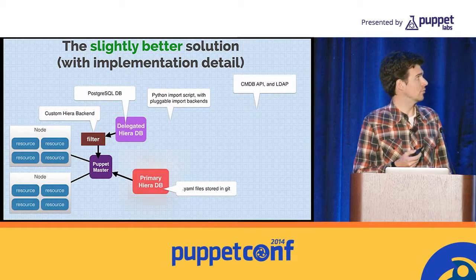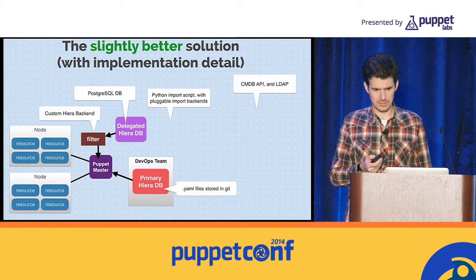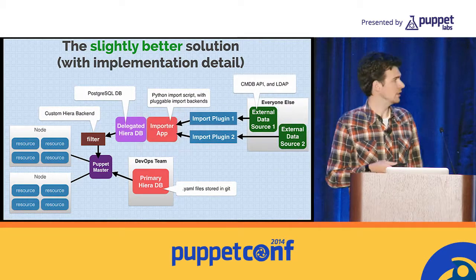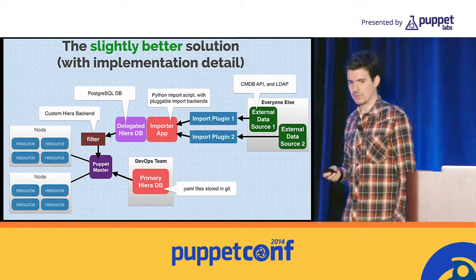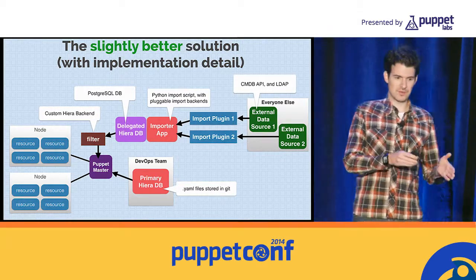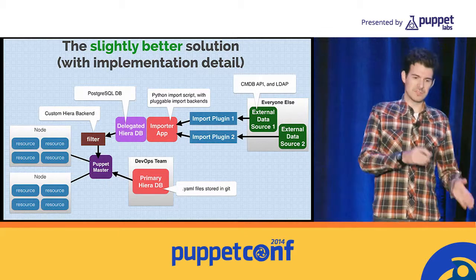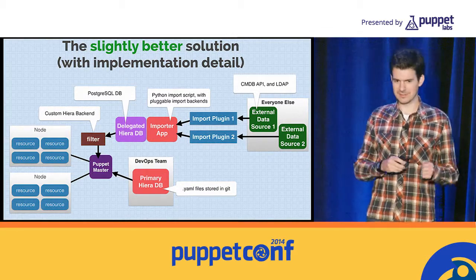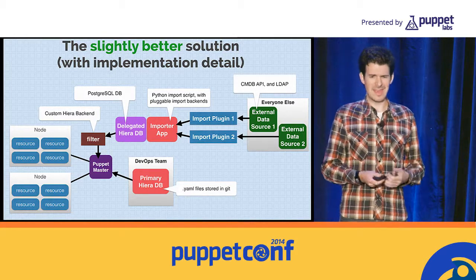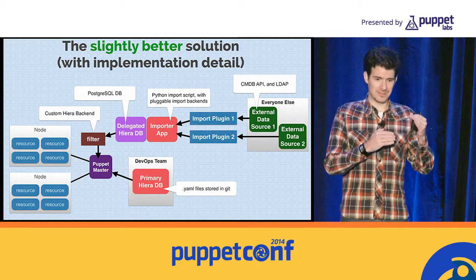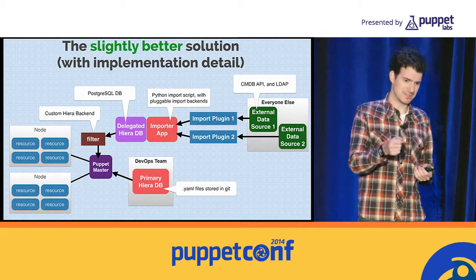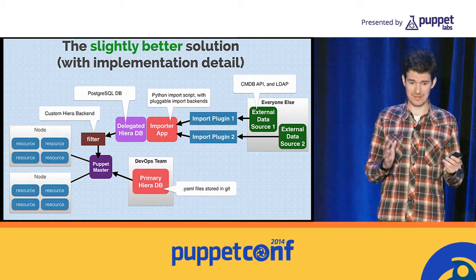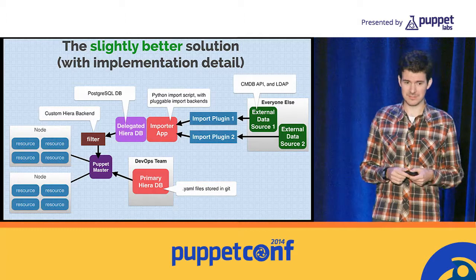So I actually wrote what the implementation actually means, all these different components. In this one, as far as what the components are, we're using a Postgres database. We have a Python script that just imports stuff. We have CMDBs and LDAP and things like that. And we just have really simple, like 5-line Python scripts that load stuff in through this importer app. The primary Hiera database is just YAML files.